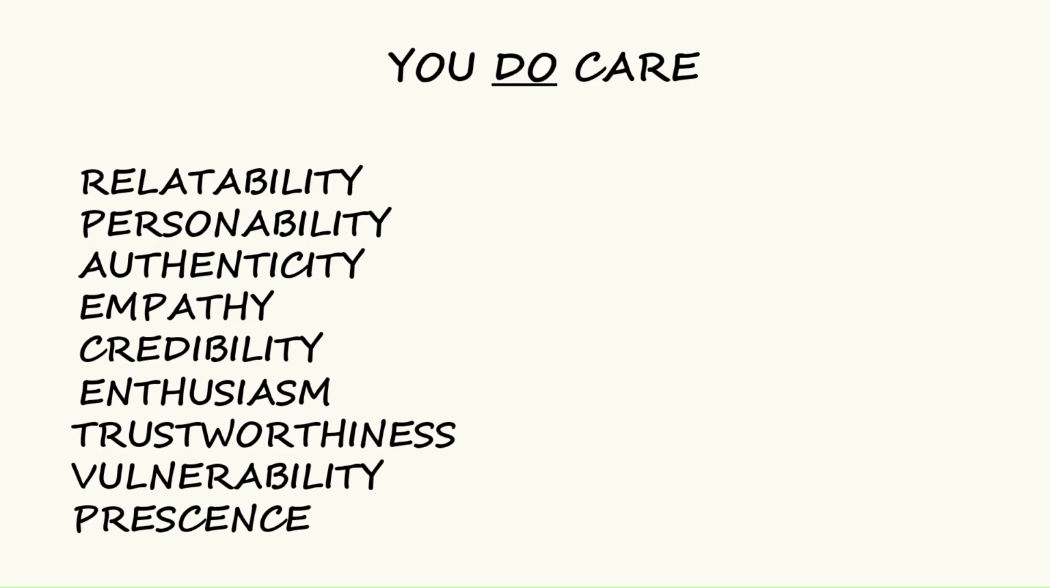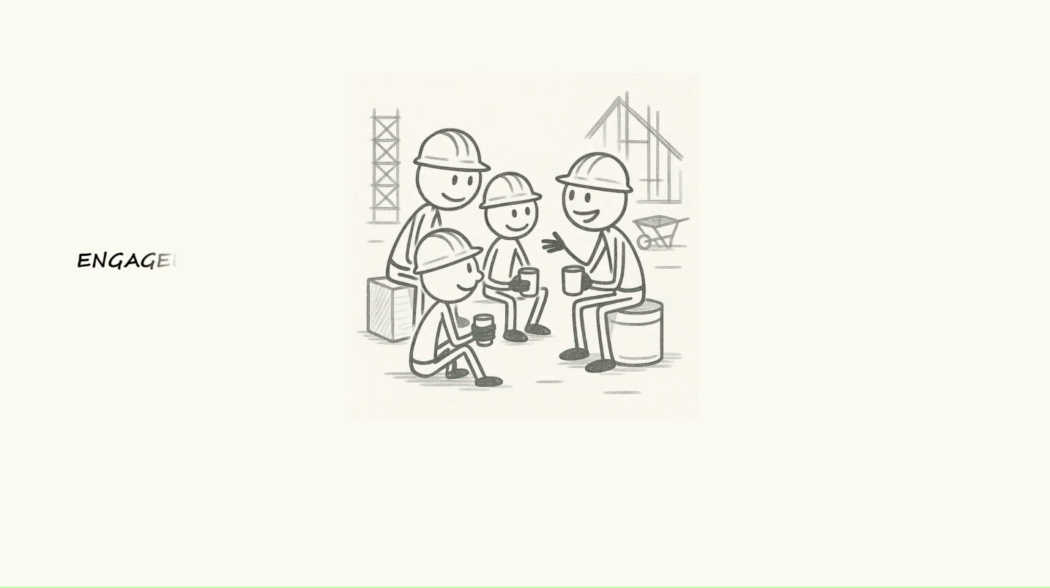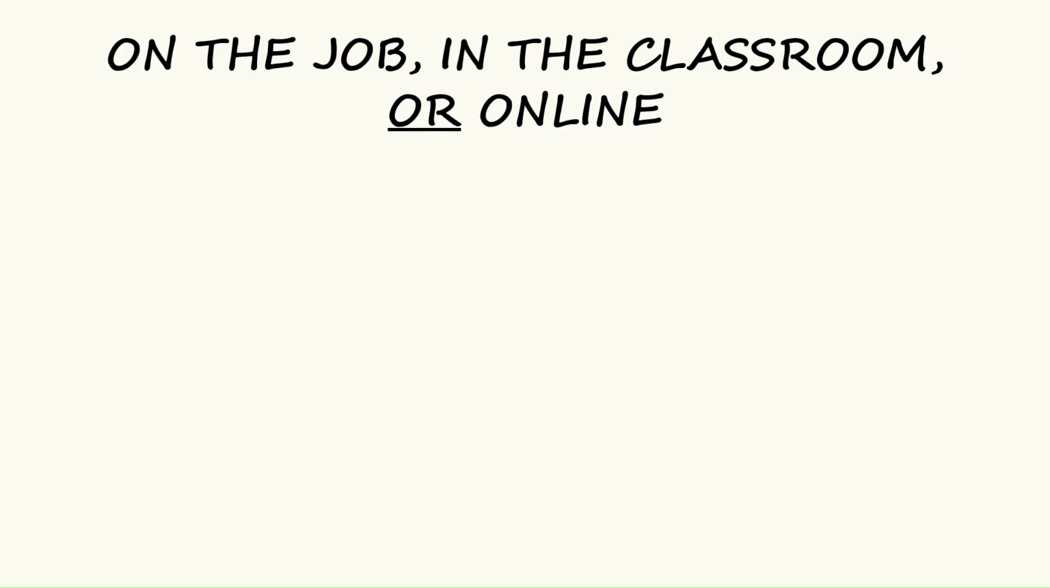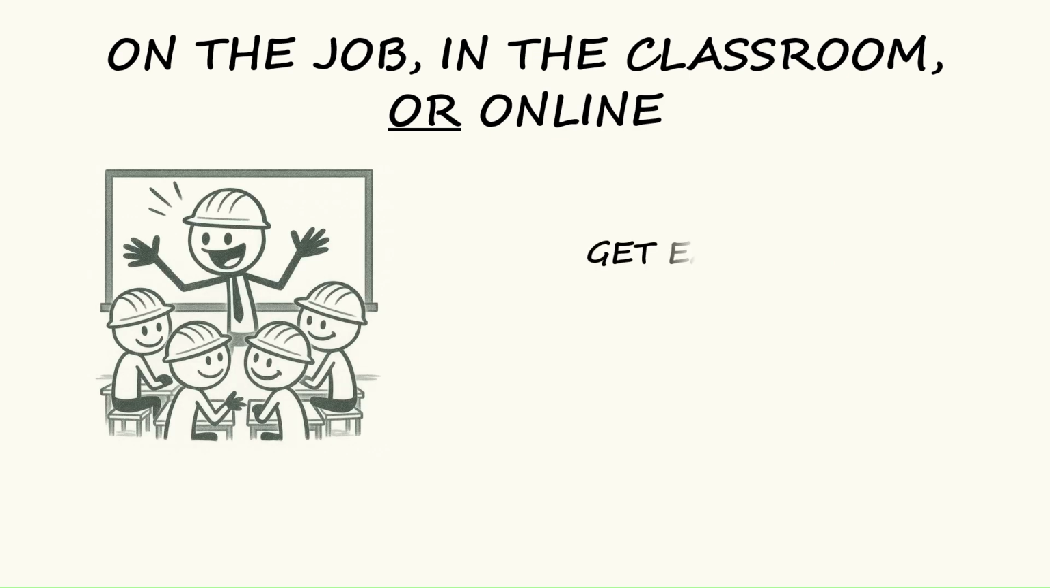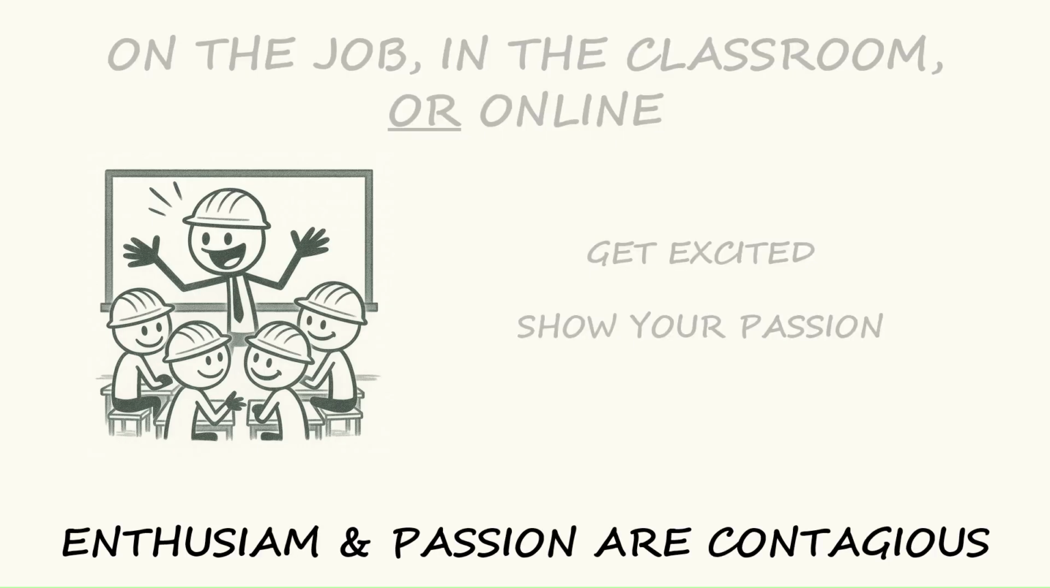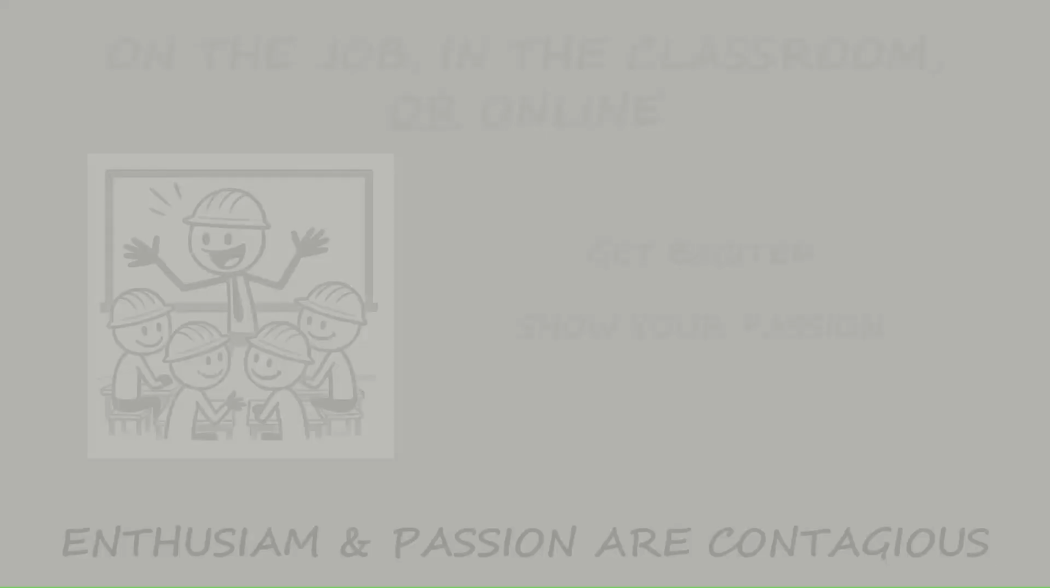Okay, so that's a lot, and it's really hard to be great at these things overnight. So the best place you can start is with your enthusiasm. Remember this scene? These people are engaged because this person is excited. Your enthusiasm is the most powerful thing you can bring to the table, because whether it's on the job site or in the classroom or online, when you get excited, it shows your passion. So go out and get excited, because enthusiasm and passion are contagious.